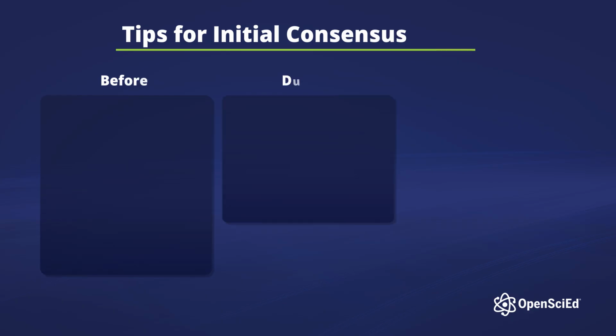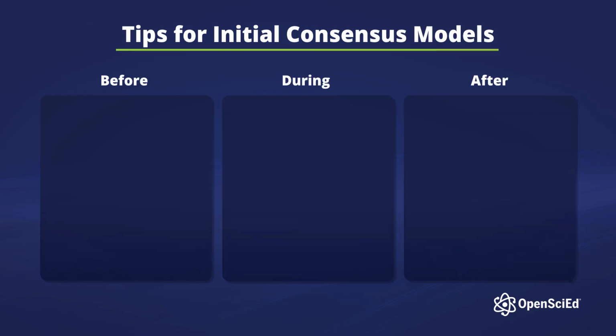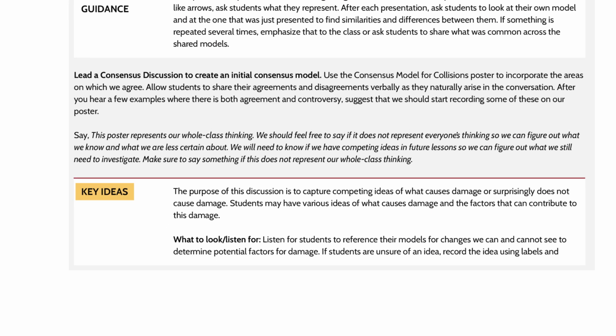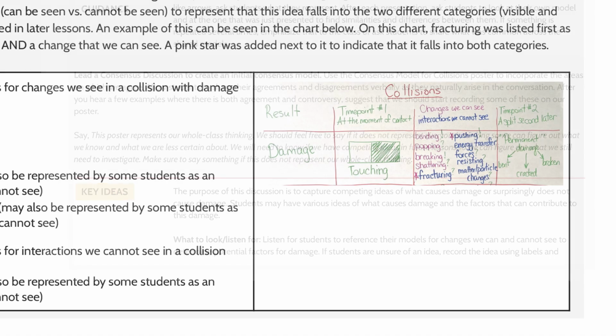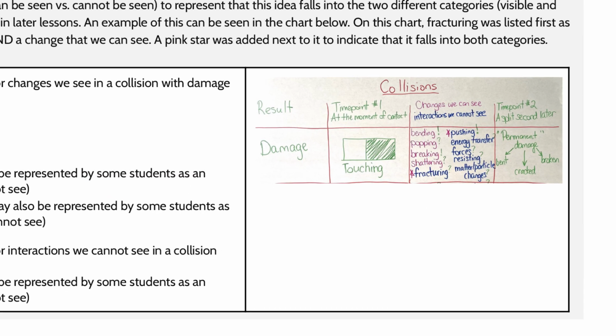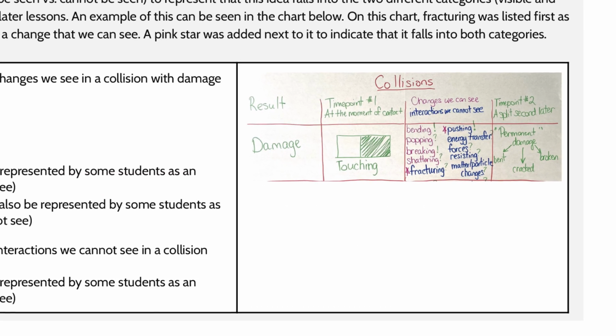So how do you actually lead this discussion without getting lost? Here's what you can do before, during, and after this initial consensus model to make them go smoothly. Before you get started, first look at the key ideas callout box to help you know what to listen for, and take a look at the sample model images in the teacher guide. You can have those images right next to you as you go, but remember, it doesn't need to look just like the one in the teacher guide, and it usually won't.